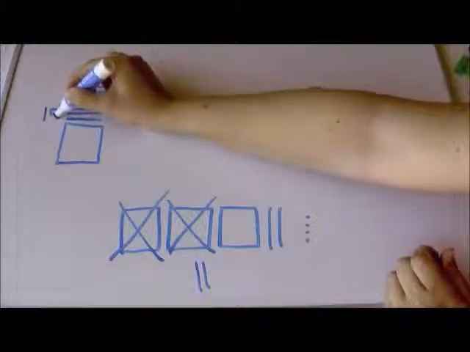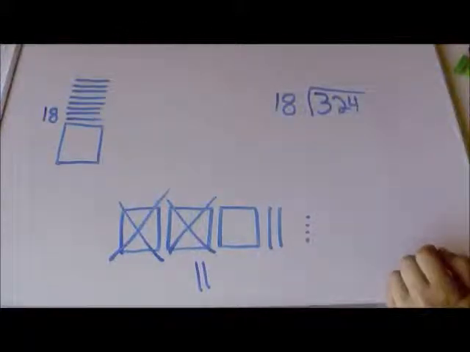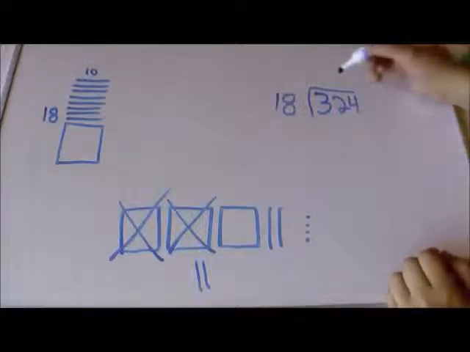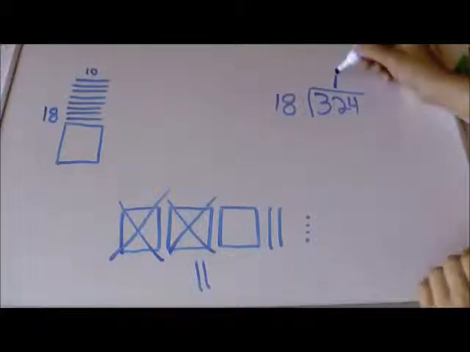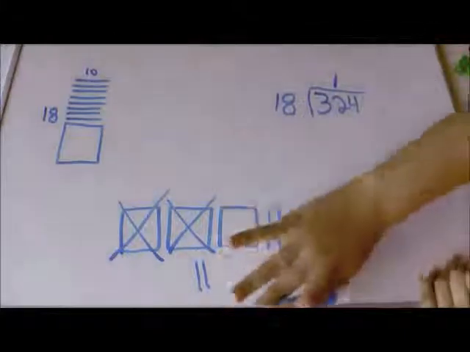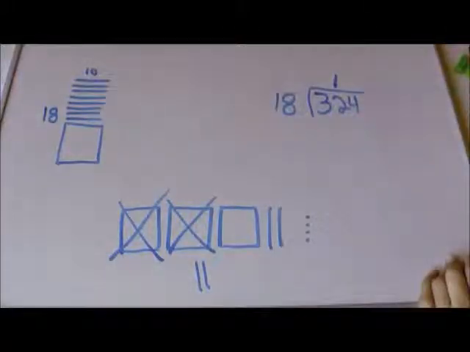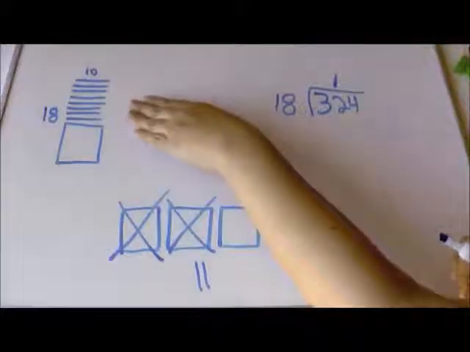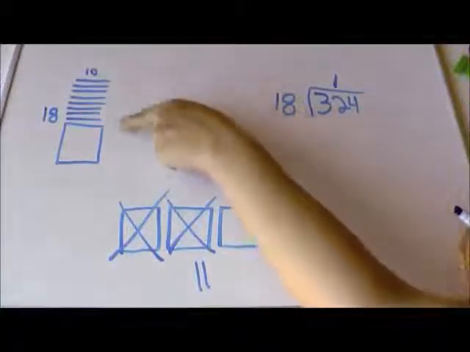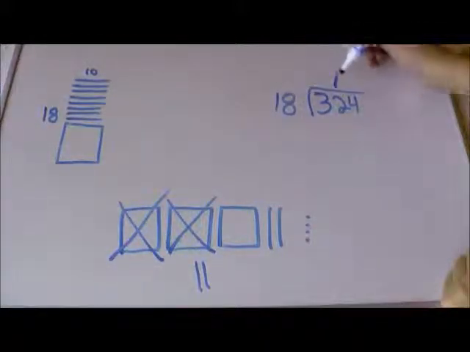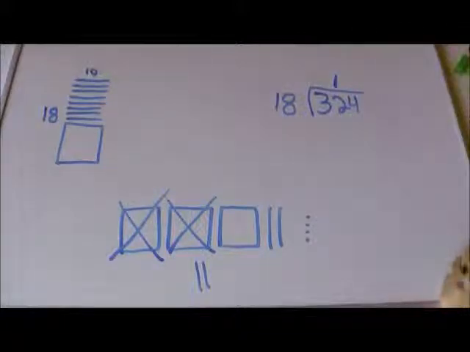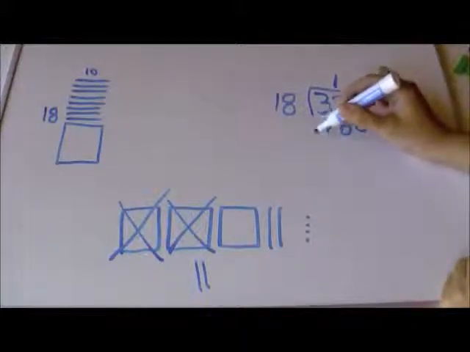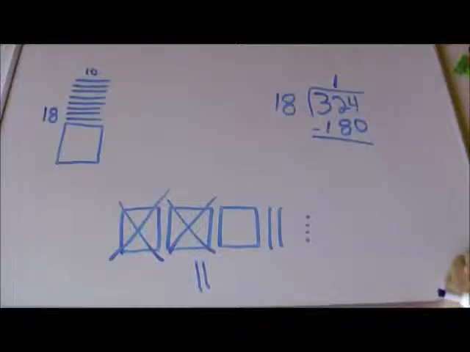So I've made a rectangle with 18 on one side, and on the other side is 10. So I've gone across 10. I'm going to put a 1 in the 10's place. Now, how much have I taken away from my 324 that I started out with down here? Well, I've taken away 18 times 10, which is 180. So minus 180. And what do I have left?